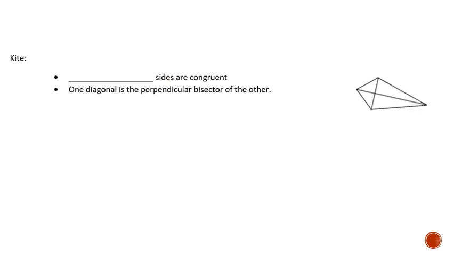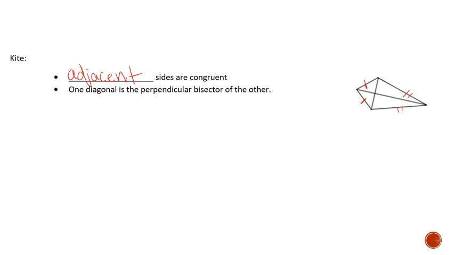The last quadrilateral we will be talking about in this unit is a kite. The main thing you need to know about kites is that adjacent sides are going to be congruent. So that means the sides that are directly next to each other. So these two sides are congruent, and these two sides are congruent.